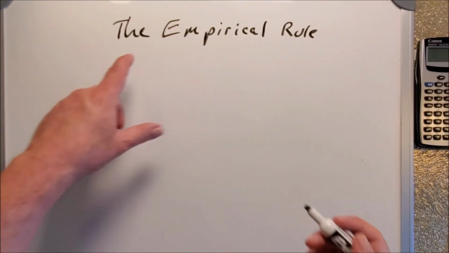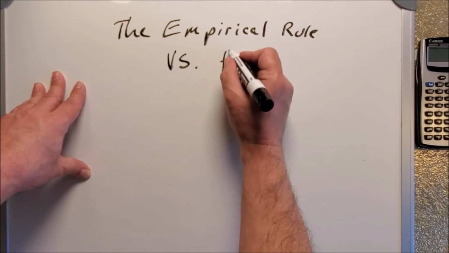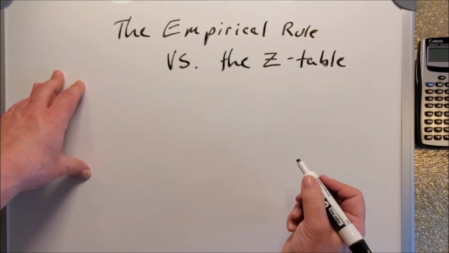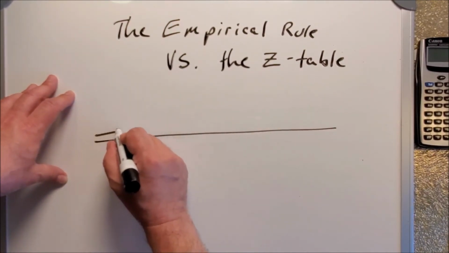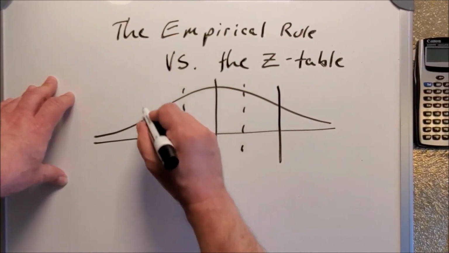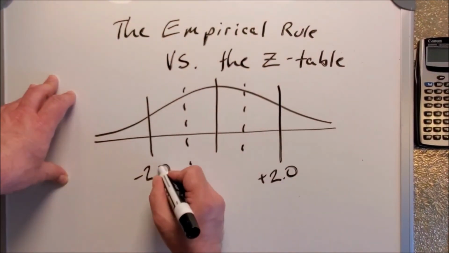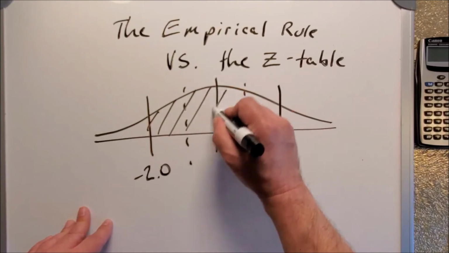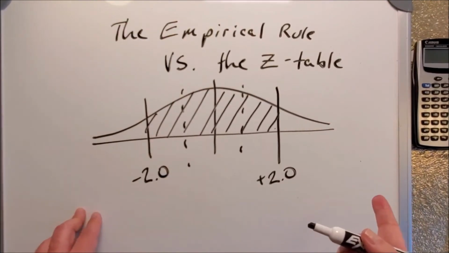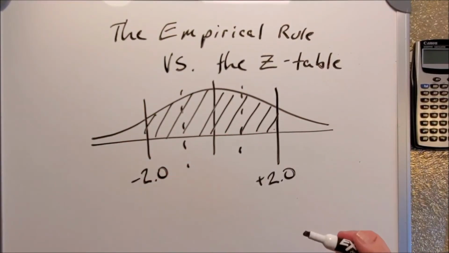Let's compare the empirical rule versus the standard normal distribution table, which I'm also going to call the Z-table. And this will be a good exercise for us. Remember what the empirical rule tells us, let me draw a picture, that the area that you'll find between z equals positive 2 and z equals negative 2, that area is going to be 95%. And that's not necessarily the case. The empirical rule is an approximation, a very good one, but the Z-table is a better approximation.